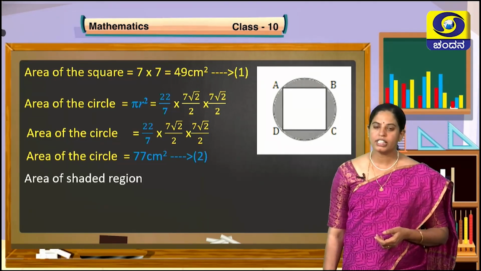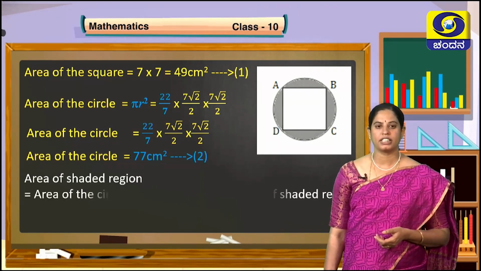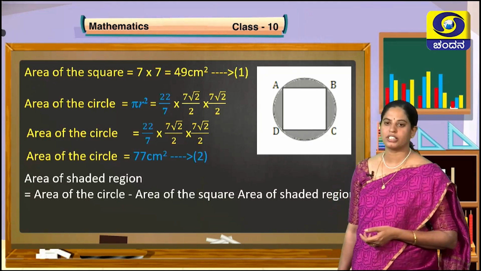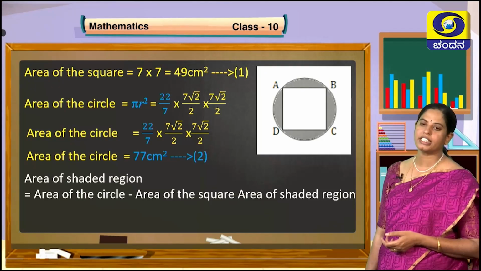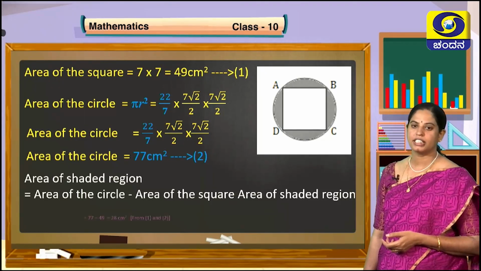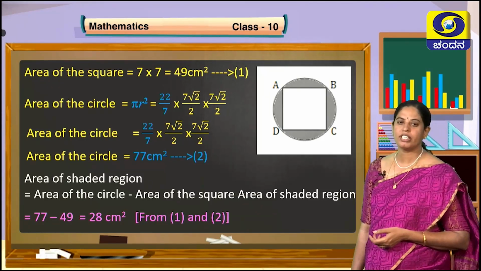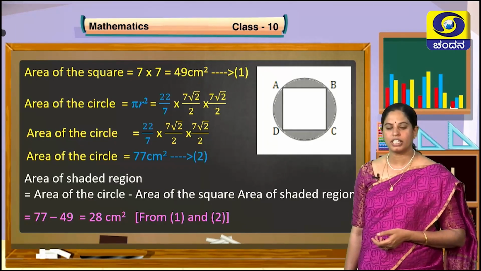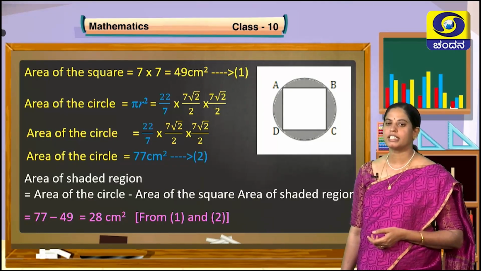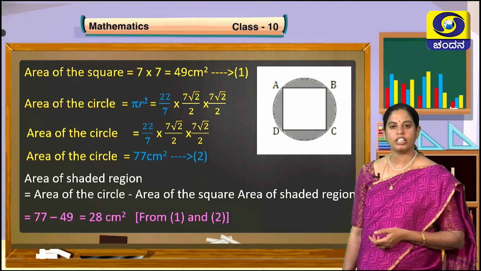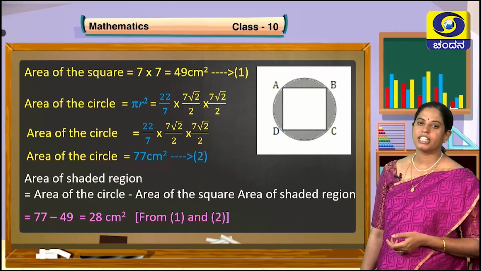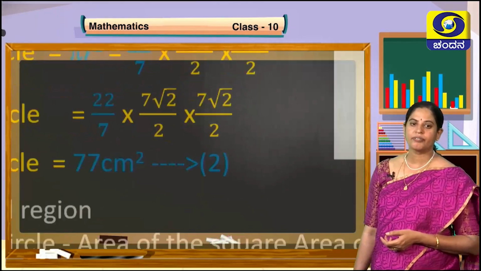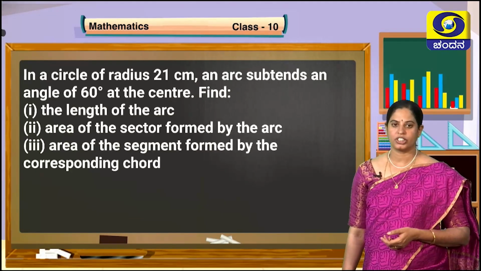Now you know the area of the square and the area of the circle. Area of the shaded region is area of the circle minus area of the square, that gives the area of the shaded region, that is 77 minus 49 gives 28 centimeter square. From 1 and 2 we came to know this. So hence the area of the shaded region is 28 centimeter square, children.